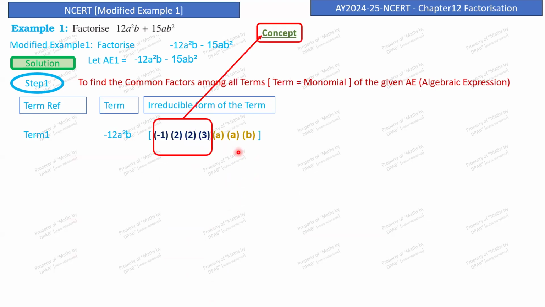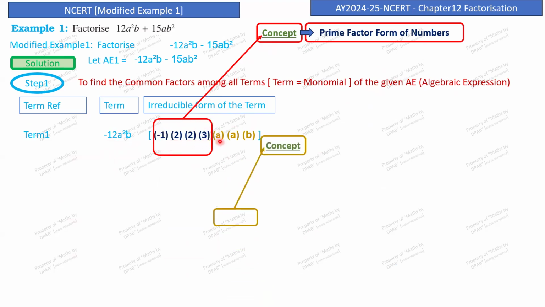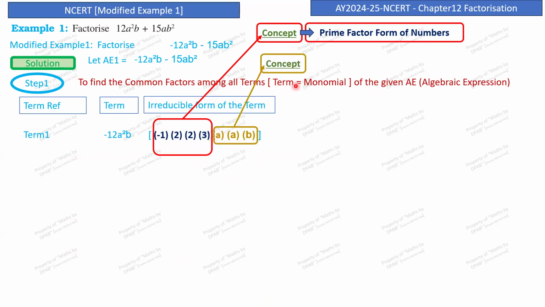As explained earlier in my previous video also, the same thing I put here; this indication shows what kind of concept this is. This is the prime factor form of numbers. Minus 12 is the number, and its prime factor form is minus 1 into 2 into 2 into 3. And next, what concept is this one? This is the irreducible form of variables, all variable parts. That is, a square b is written as a into a into b. So both the numeral part and the variable parts are written together, and in between we need to assume that everything is being multiplied.